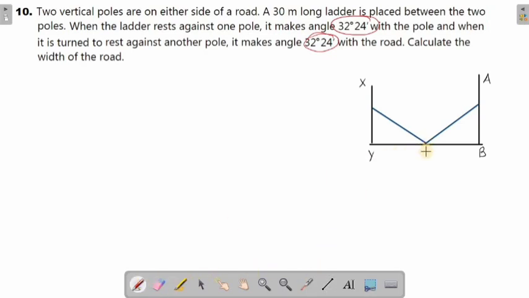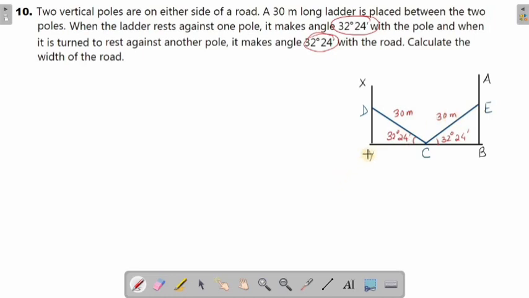So let me call this point to be point C. You can call this point to be D, and you can call this point to be point E. Okay, see, with one pole it makes an angle of 32 degree. This is given to be 32 degree 24 minutes. Similarly, this is also 32 degree 24 minutes. Now the question is asking you one more thing. Length of the ladder is given to be 30 meter, that is CD is 30 meter, and CE also represents the ladder, and this is also 30 meter.